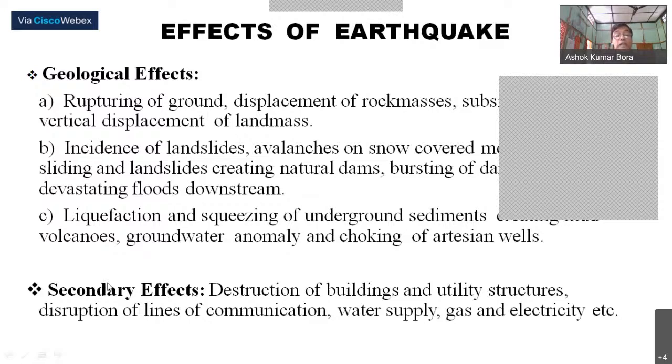And secondary effects are very much important: destruction of buildings and utility services, disruption of lines of communication, water supply, gas and electricity lines, etc. These secondary effects are very important from the viewpoint of the quantum of damage, because they kill the people, not these other effects.